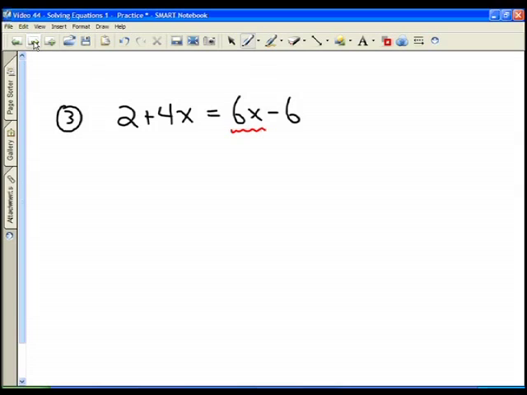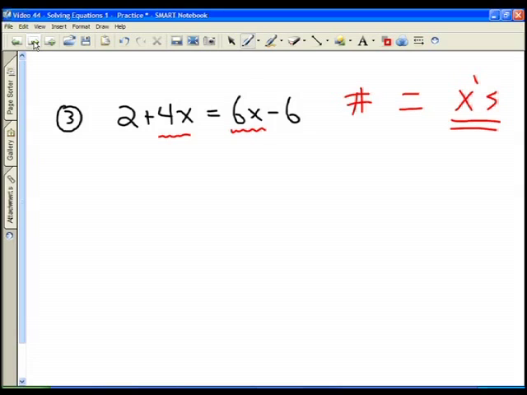And you can see here we've got 6 x's on the right-hand side and only 4 x's on the left-hand side. So I'm actually going to put my numbers on the left side for this one, and I'm going to put my x's on the right. It doesn't matter which way you solve it. Again, you can read an equation forwards or backwards. X equals 2 is exactly the same as saying 2 equals x.